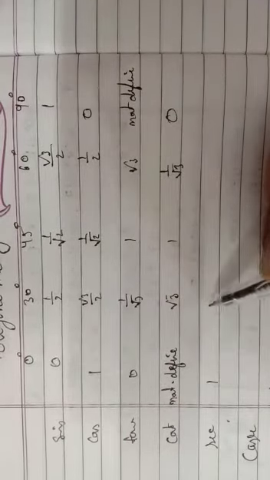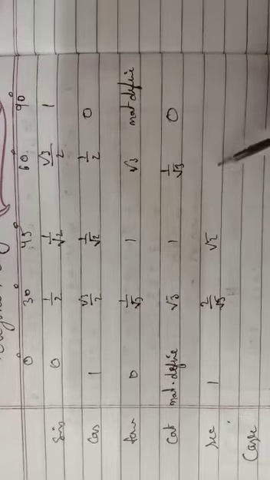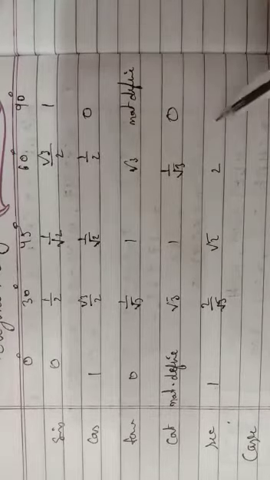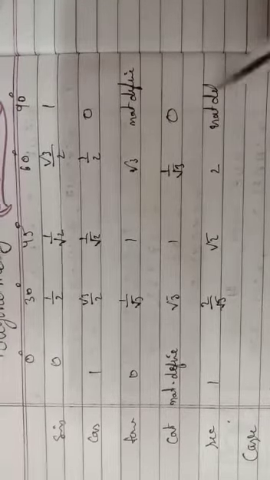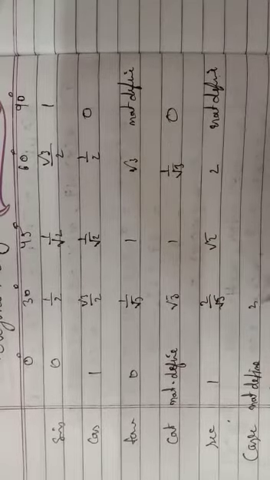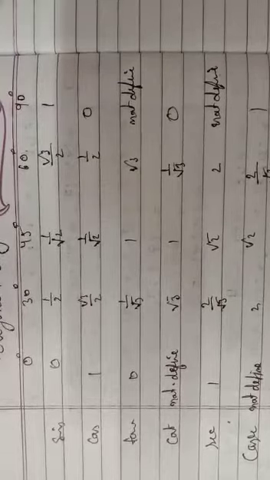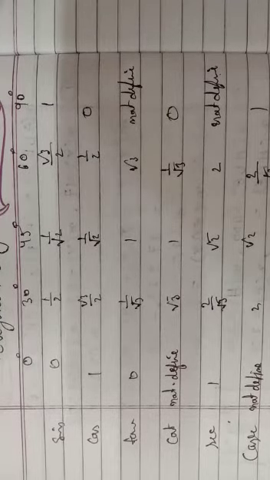Sec is the reciprocal of cos, so 1, 2 over under root 3, under root 2, 2 and 0 means not defined. So not defined, then 2, under root 2, 2 over under root 3 and 1. This was the very important value related to trigonometry, and already you have studied one formula.